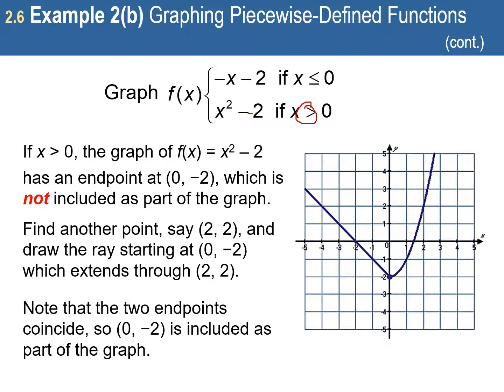So when you do the first part, here is your line. In this case, (0, negative 2) is included on the graph. These two happen to coincide at the endpoints. This often does not happen. Often you're going to have a jump. But in this case, it is included. And it's a quadratic, so you pick up several points to graph, and you get yourself a nice quadratic curve there.